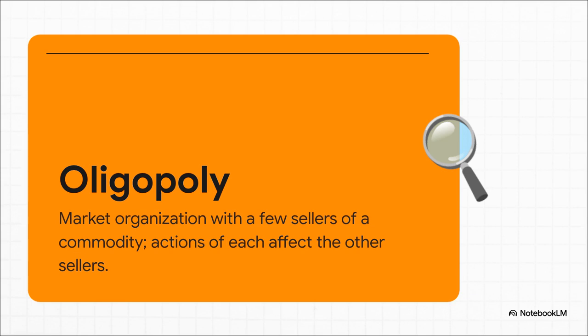And because there are only a few, the actions of every single seller will directly and very noticeably affect the others. Think about it. If one major airline slashes its ticket prices, the other airlines feel it immediately, and they have to react. Because of this massive interdependence, we literally cannot construct a simple, stable demand curve for an oligopolist. We don't know how their rivals will react.